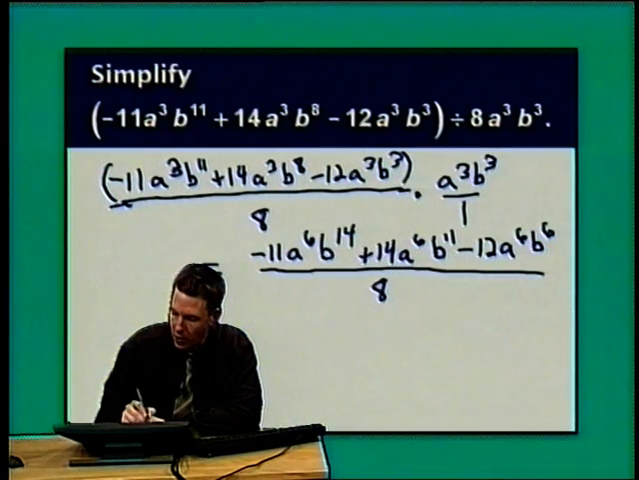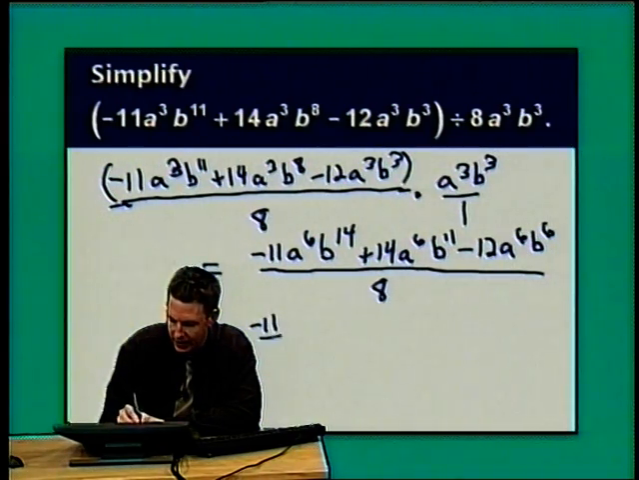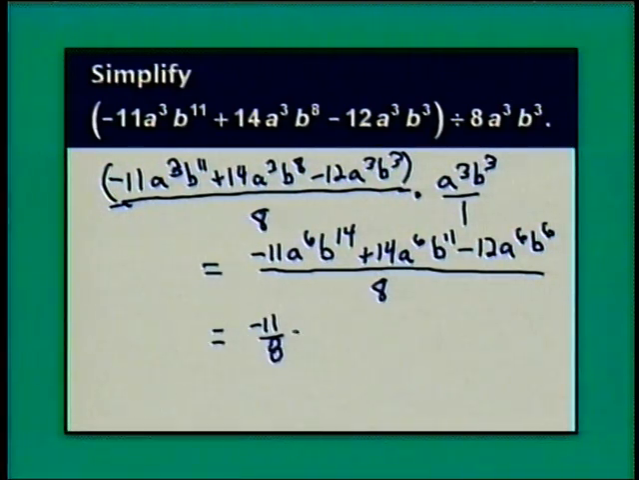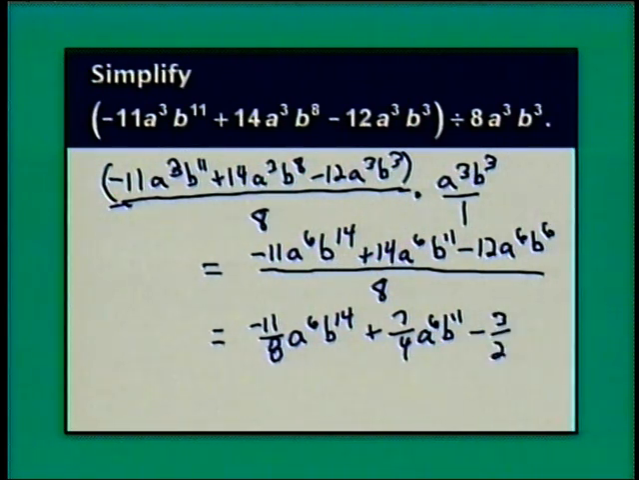where I'm writing a coefficient of negative 11 eighths times a to the 6b to the 14th plus a coefficient of 7/4. Remember, 14 over 8 simplifies to 7/4, multiplied by a to the 6b to the 11th minus 3/2 multiplied by a to the 6 b to the 6. Remember, 12 over 8 simplifies to 3 over 2.